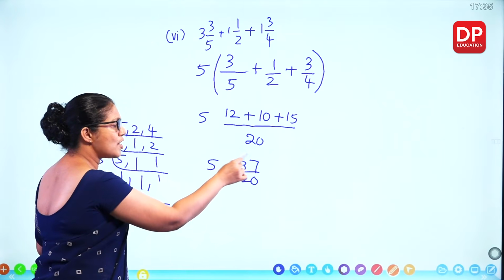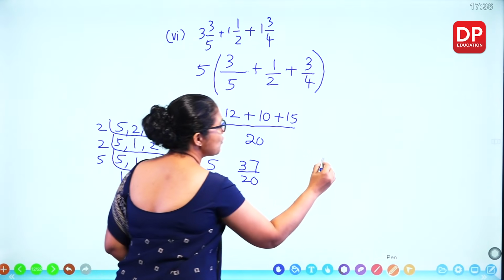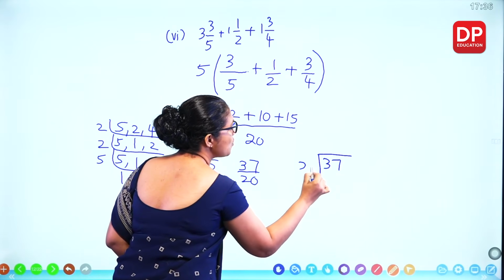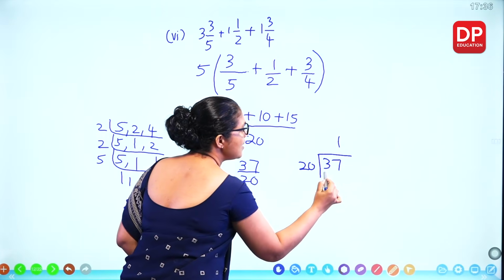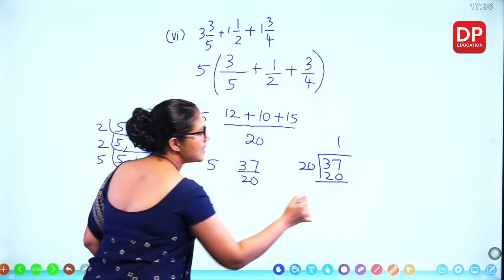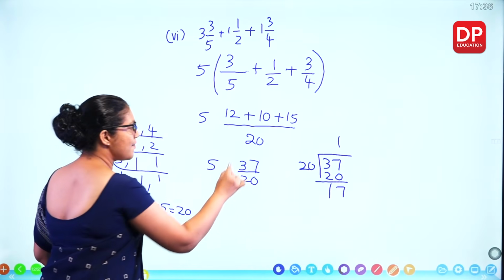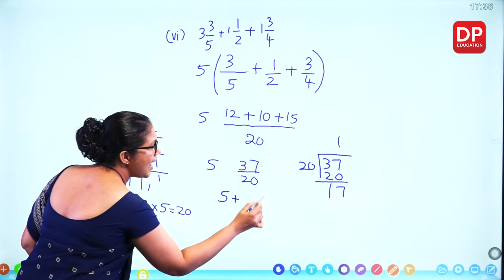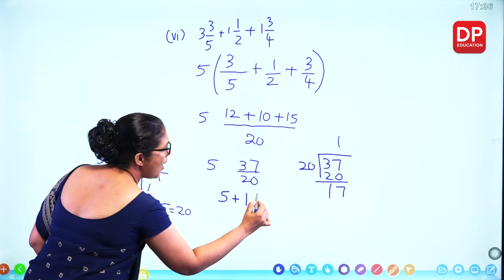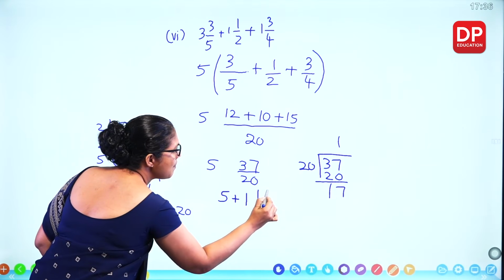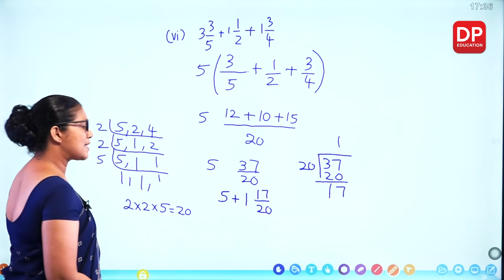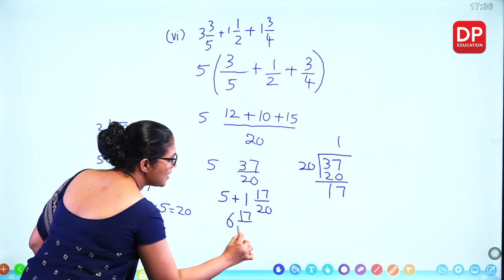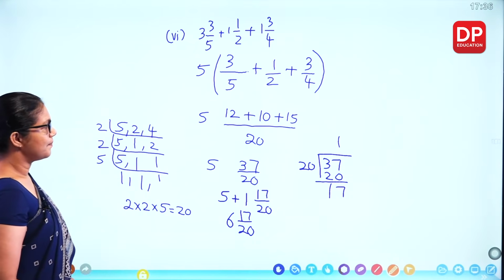So you have to convert to a mixed number. So we have to find out the mixed number. So you take the long division. Divide by 20. So how many 20s? 1, 20 there. So what's the remainder? 17. So we can write instead of 37 over 20, this is 1 part whole number and 17 parts out of 20. So what's the final answer? 5 plus 1 is 6 and you get 17 out of 20.